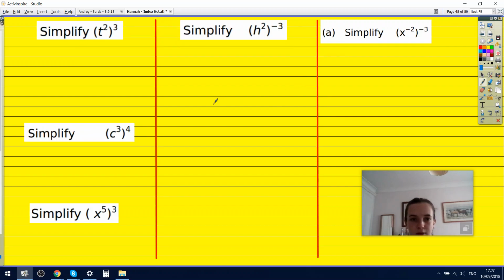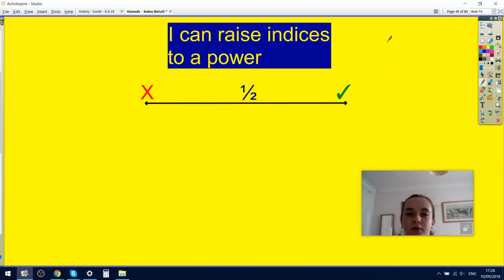Okay, exam question. Top right. X to the 6. And top middle. H to the minus 6. And how else can you write that? 1 over h to the 6. Well done. I can raise indices to a power. Tick.